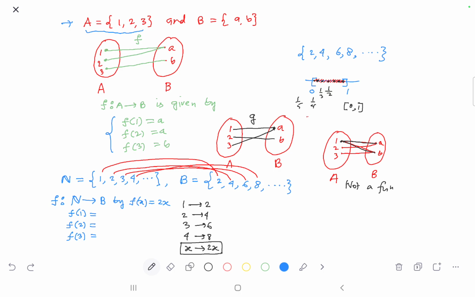Now, actually, let me define the cardinality. So I think it's okay. The function concept is clear, right? Okay. So let me go immediately to injective function and surjective function.